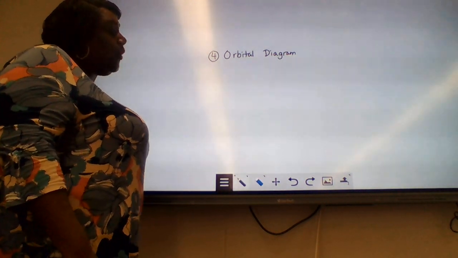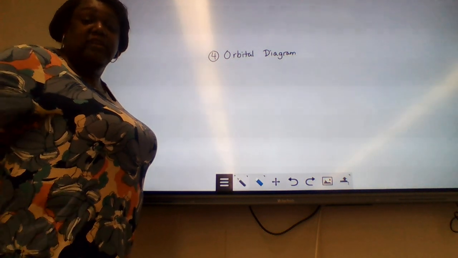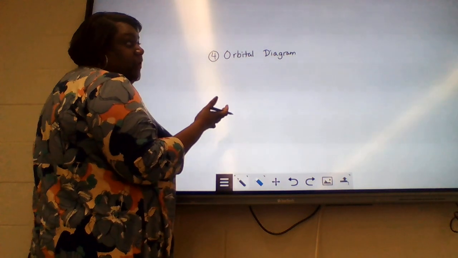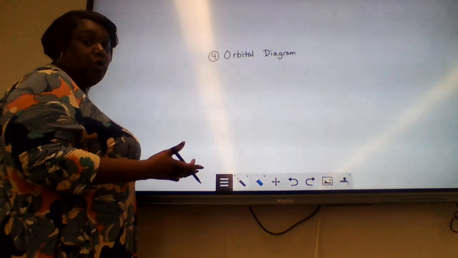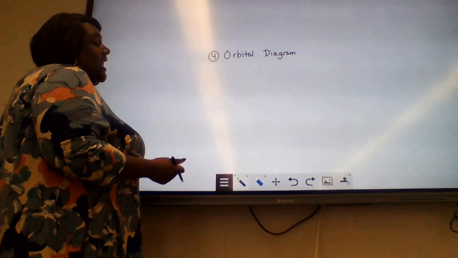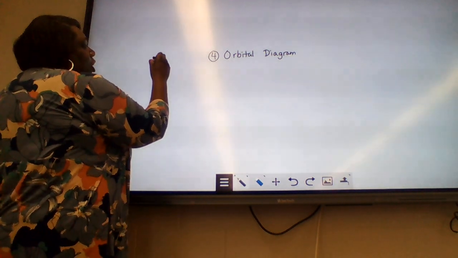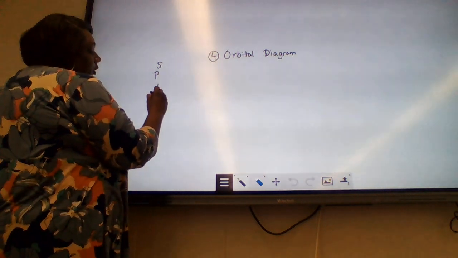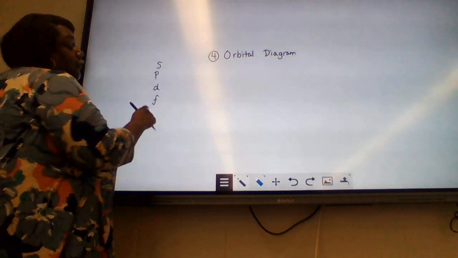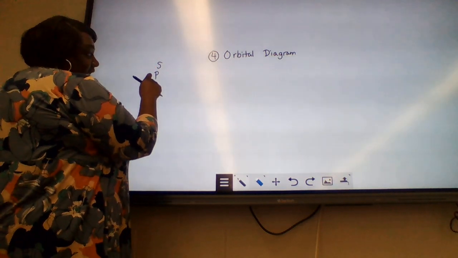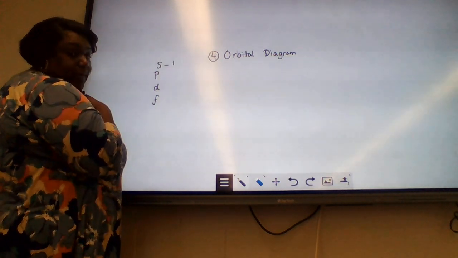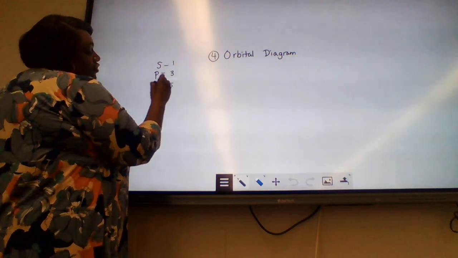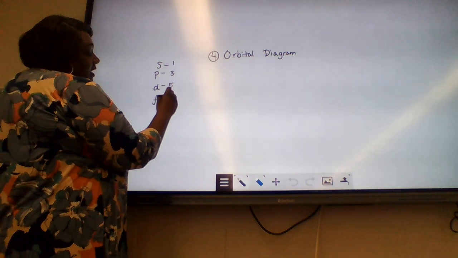When you're looking at the orbital diagram, there's some things that you need to know about your orbital diagrams. Generally with the orbital diagram, it's easiest to start with a full electron configuration because you need to know how many orbitals you need to draw for each one of your particular sublevels. So please remember, if it's an S, then you only draw 1 orbital. If it's a P, you would draw 3 orbitals. If it's a D, you draw 5 orbitals. And if it's an F, you draw 7.